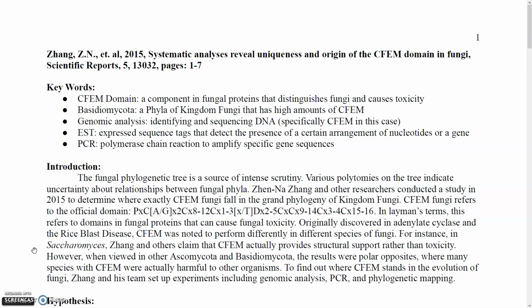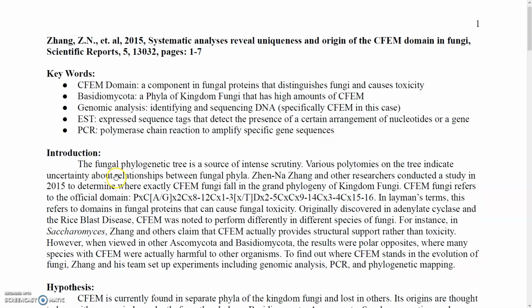Basidiomycota is a phylum in the kingdom fungi. Genomic analysis is identifying and sequencing DNA, and in this case, we'll specifically be using CFEM. EST, or expressed sequence tags, detect the presence of certain sequences of nucleotides. In this case, we will be using CFEM. PCR, or polymerase chain reaction, amplifies specific gene sequences, which can be used in gel electrophoresis.